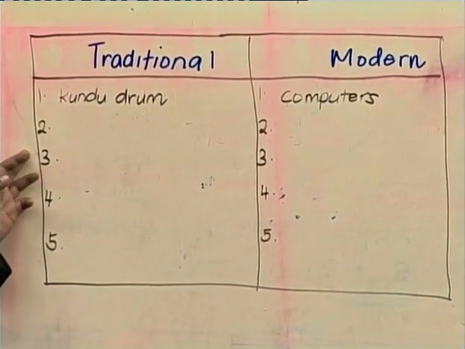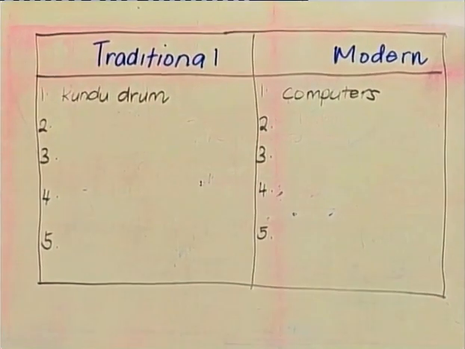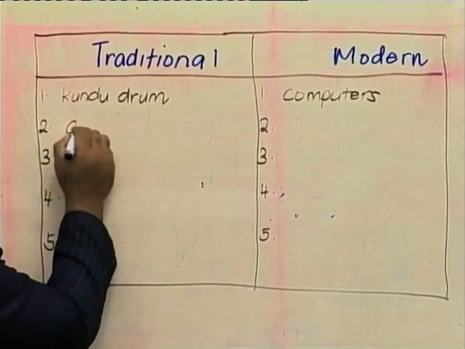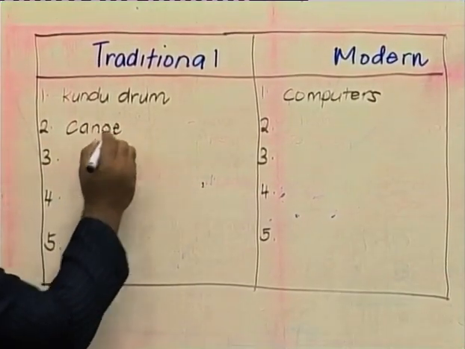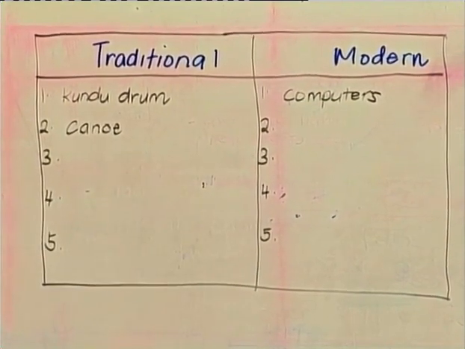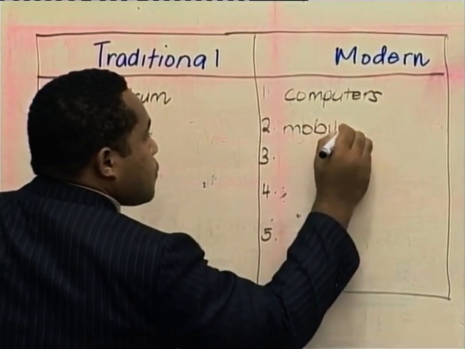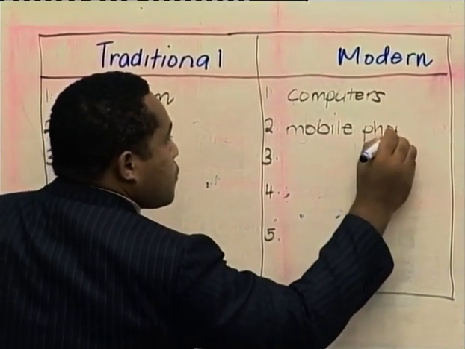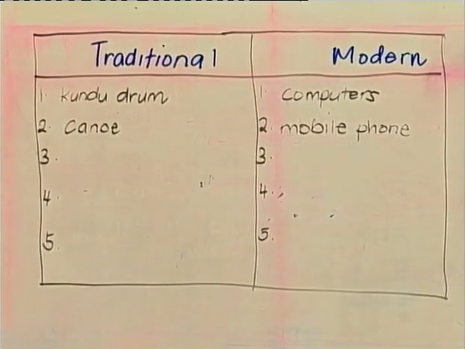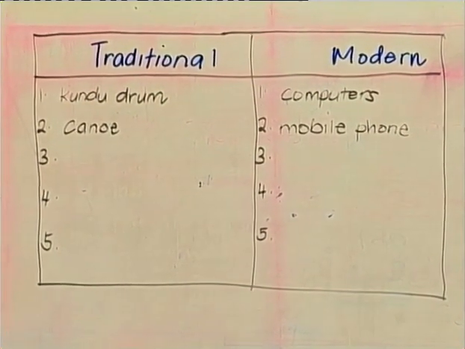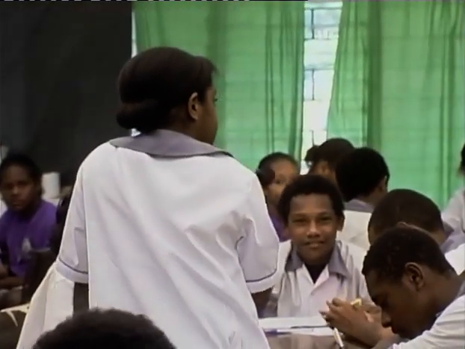Number 2 for traditional. Fred? Canoe. Very good. Modern, Michaelin? Mobile phone. Very good. Ashanti, for traditional, number 3. Stone axe. Stone axe, very good.